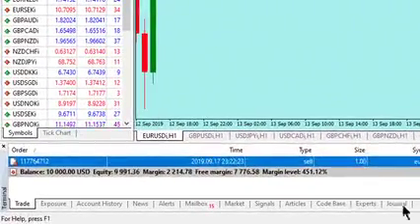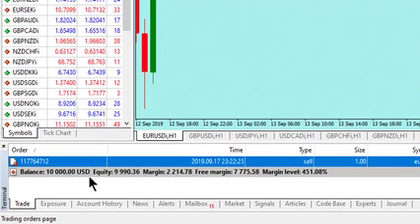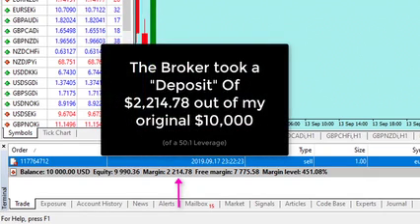Well, look at what happened. Here's the important part, right? There's my balance. There's my equity. That's what my account is as of right now, right? And then there's the margin right next to it, and then the free margin. What the broker did is they took about $2,200 of my account and held it as a deposit on the trade. So it limits how many trades I could put in, right?